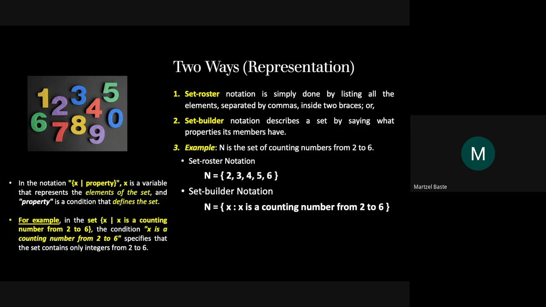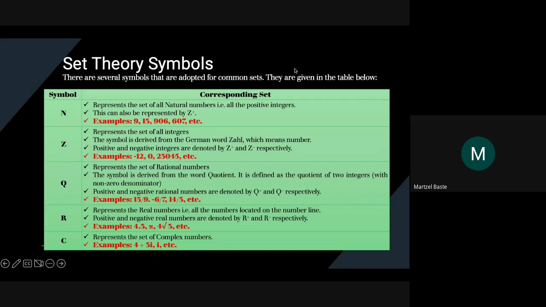Now, let's proceed. In set theory, these are the following symbols that we use. These are the common and standard way of denoting certain numerical values. So we have N. This represents natural numbers. So we have 9, 13 as examples of natural numbers, so all positive integers. Then Z represents all integers, including positive and negative integers.